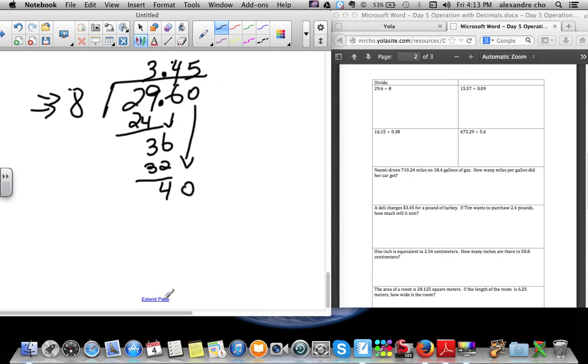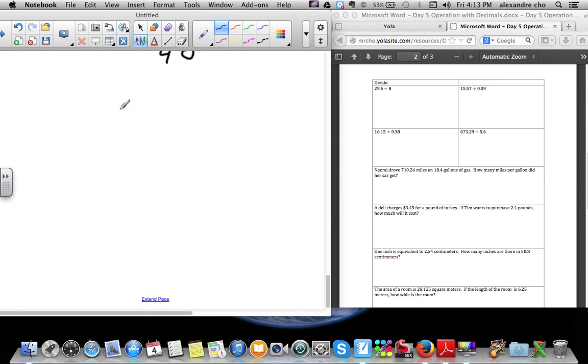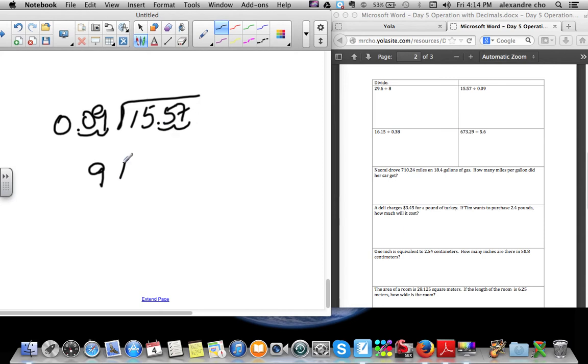Second one. 15.57 divided by 0.09. Okay, remember in the previous video, in the review video, I told you it's much easier if you change these to a whole number. So that becomes 9. Move the decimal 2 places over, but I have to move the decimal 2 over here too. So our two new numbers become 1557 divided by 9.